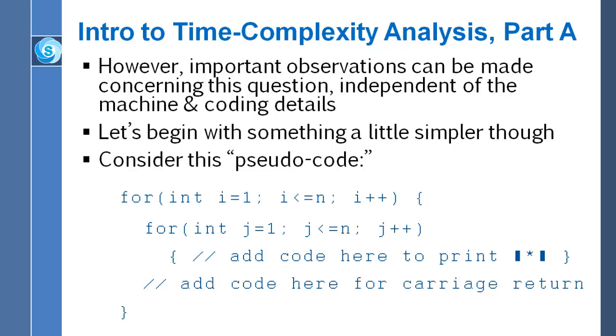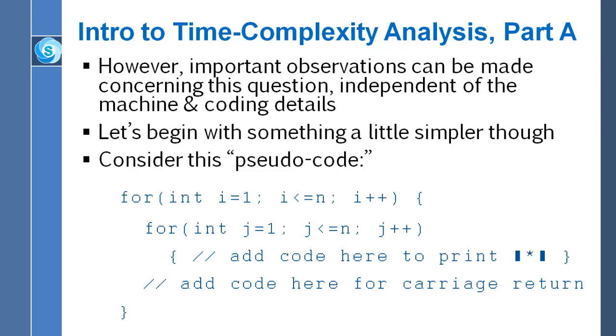So this code basically has a nesting of two loops. The outer loop loops n times. I'm assuming some value for n is specified beforehand. So the outer loop loops n times, and the inner loop also loops n times. Every time through the inner loop, let's assume that a single asterisk is printed. So of course, in the Java world, that would be System.out.print, parentheses, double quotes, asterisk, double quotes, parenthesis, semicolon. And for C++, it would be cout less than, double quotes, asterisk, double quotes, semicolon. Okay, but anyway. And then after the inner loop, let's assume that a carriage return is printed.